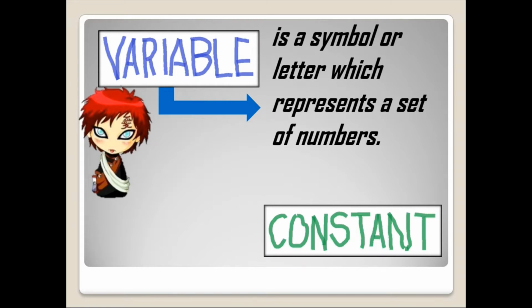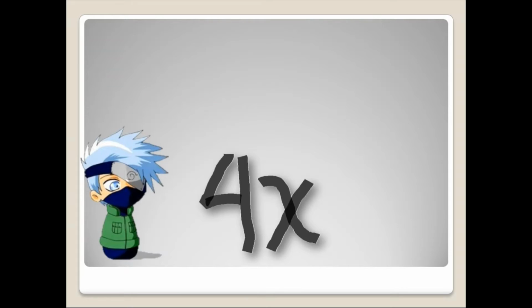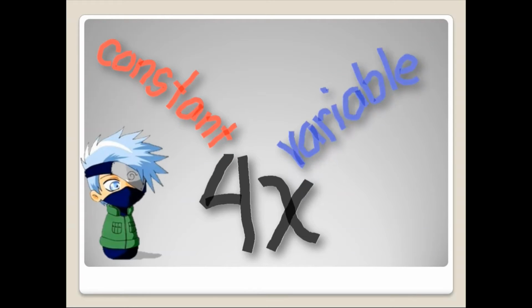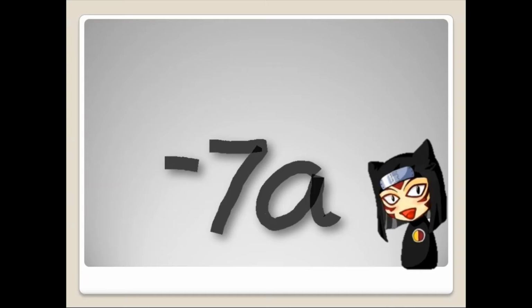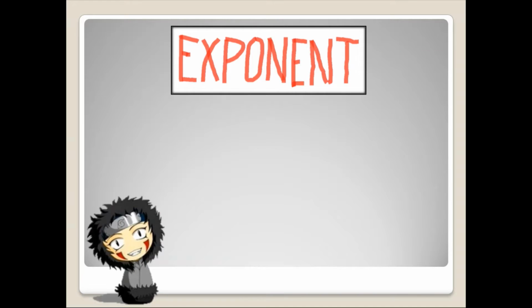A variable is a symbol or letter which represents a set of numbers, while a constant is a number that has a fixed value. So between the two, the variable is the unknown quantity, while the constant is the known quantity. So in this expression 4x, which means 4 times x, 4 is the constant, x is the variable. X here represents unknown numbers. In the same manner, negative 7a, negative 7 is the constant, while a is the variable.